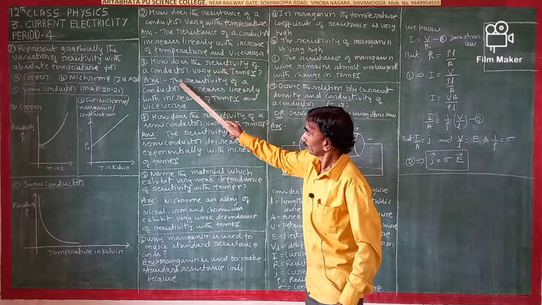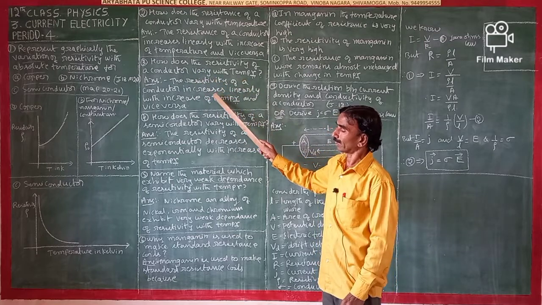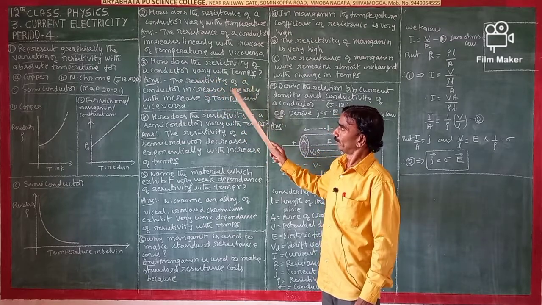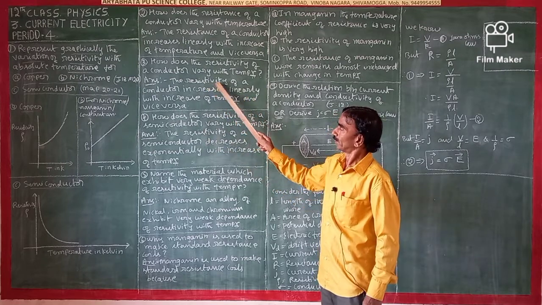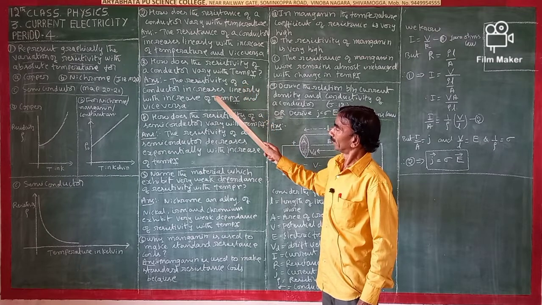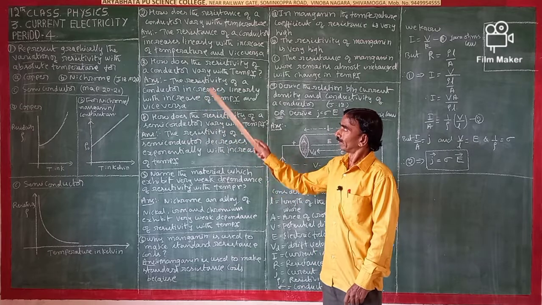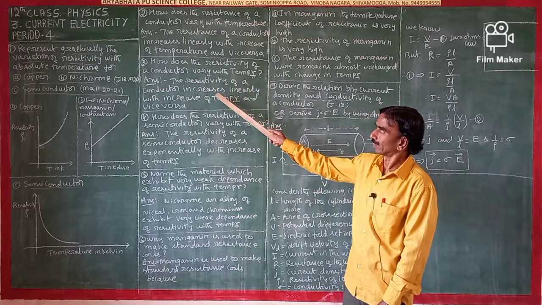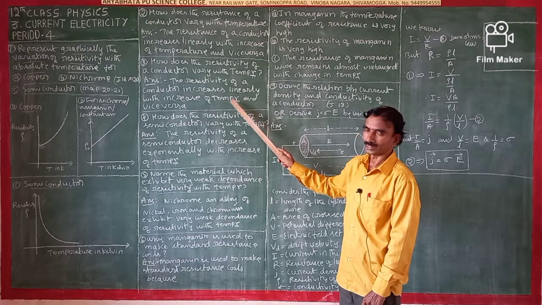Next, the resistivity. The resistivity of a conductor increases linearly with increase of temperature and vice versa.